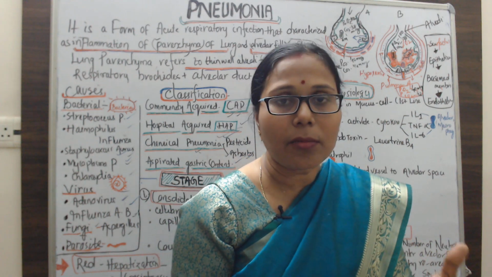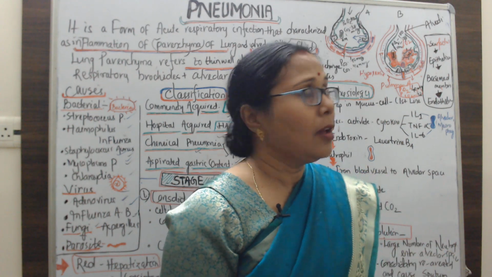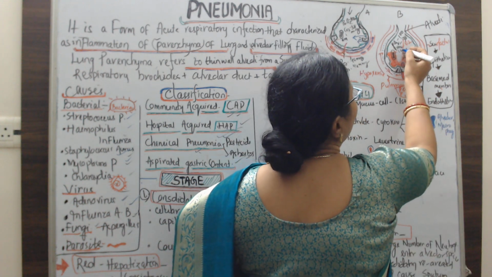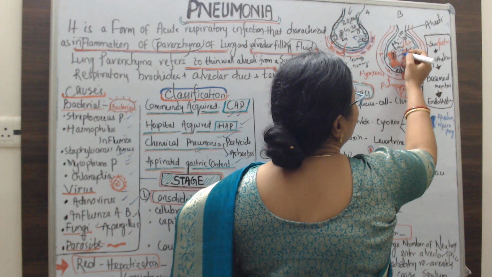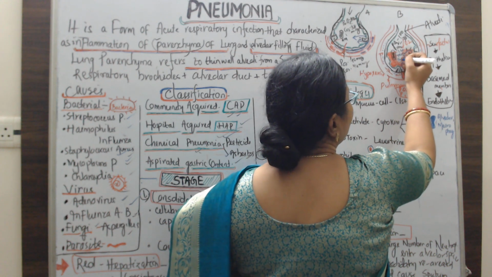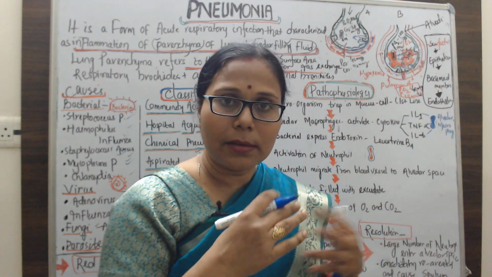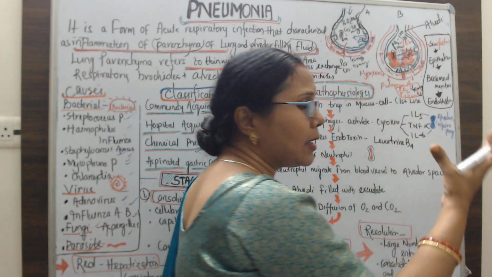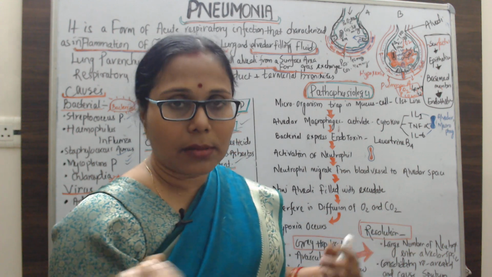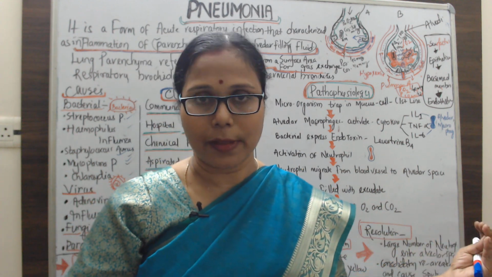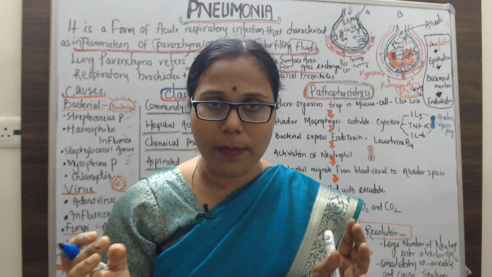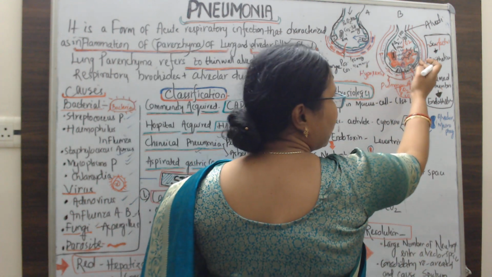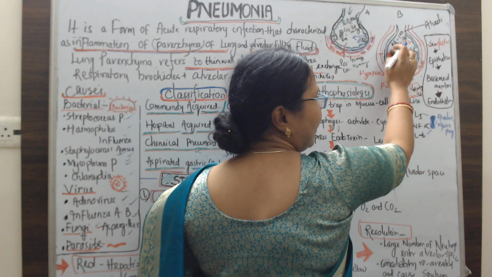And for this signal, they release some cytokines. What are the cytokines? Some of the cytokines are interleukin 1, TNF alpha and interleukin 6. So these are the cytokines that will be released, and they have a signaling action. They give a signal to the neutrophils, because the neutrophils rush towards the inflammation sites. So this is the action of the alveolar macrophage.